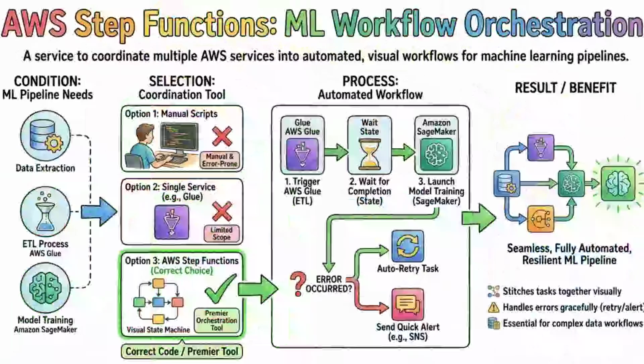Another critical AWS service for data engineering is AWS Step Functions, which helps you coordinate multiple AWS services into seamless, fully automated workflows. Building a machine learning pipeline often involves many separate steps, such as triggering an AWS Glue job, waiting patiently for it to finish, and then launching a model training process.